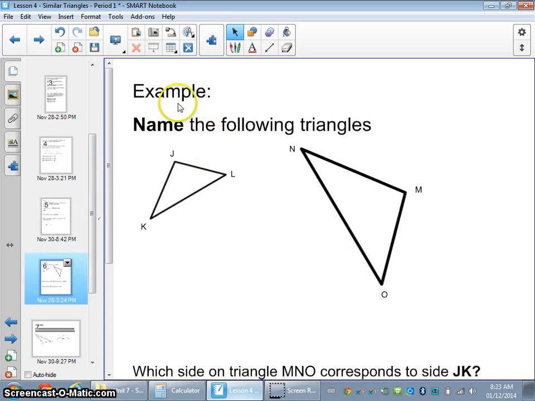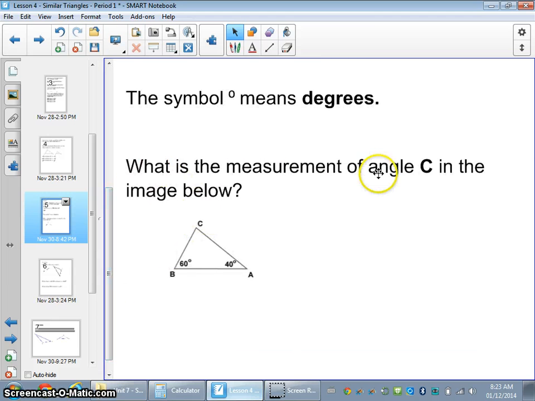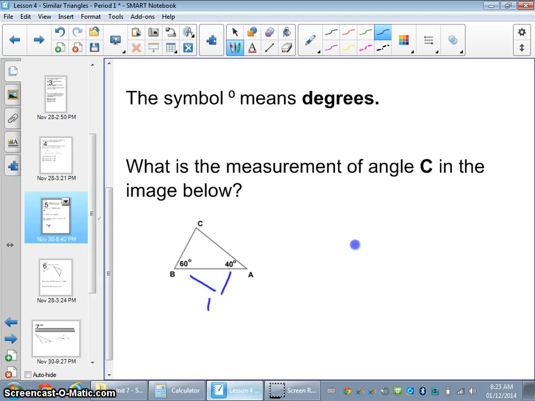So for example, we'll take a look at a bunch of examples here. Oh wait, I forgot this part here. What is the measurement of angle C in the image below? So basically what we have to do, we know that all three will add up to 180. If we want to find this one, we have to go 180, subtract these two combined. Okay? So I know that these two combined are 100. So I have to go 180, subtract 100. That's pretty easy to do. 180 subtract 100 is 80 degrees. So that means that 80 degrees is this angle right there.